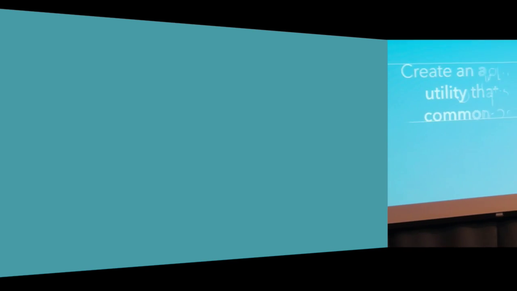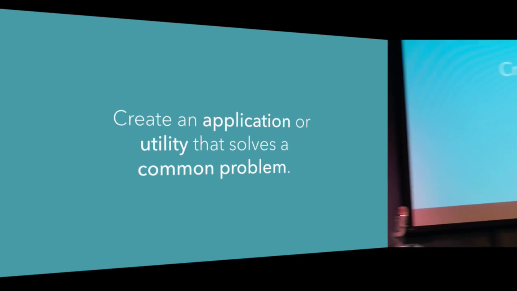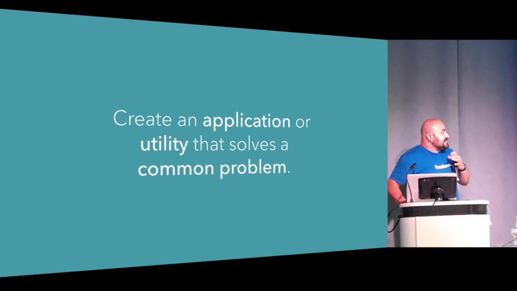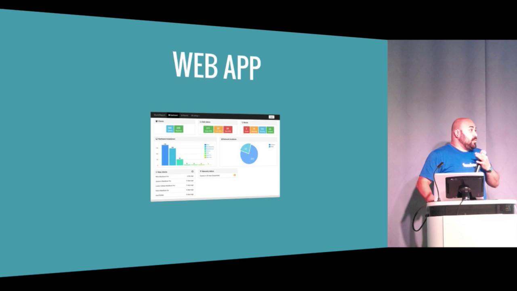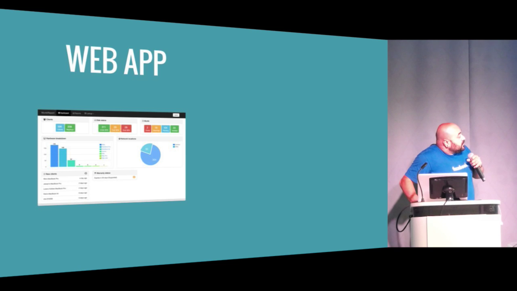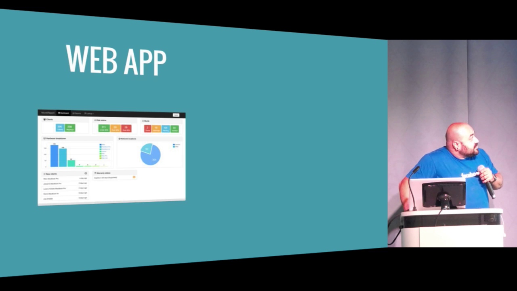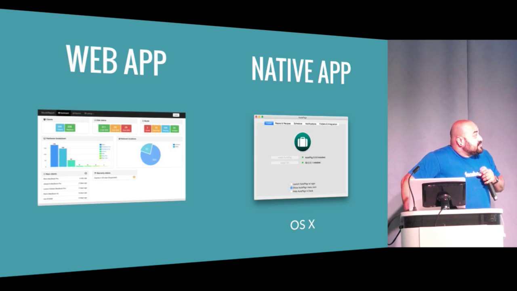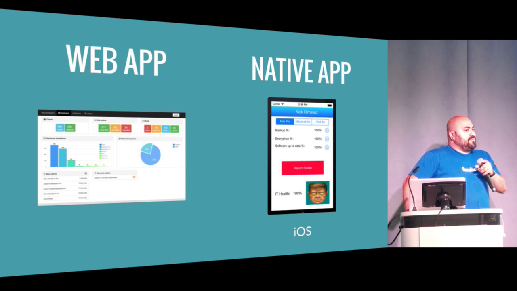So this time around, we want you guys to create an application or utility that solves a common problem, same as last time, but this time it's going to be based on UIs, and a web app is going to be one of the things you could potentially do. A good example is Monkey Report. Or potentially a native app, like last year's winner Auto Packager, or Mac Health or IT Health, which was really cool because it's gamifying stuff.